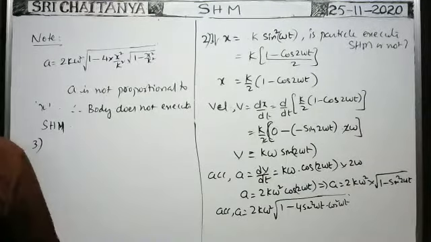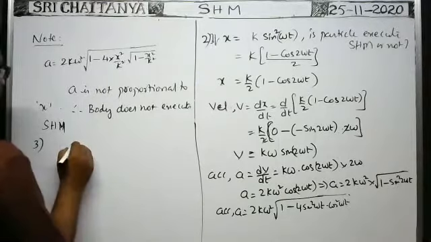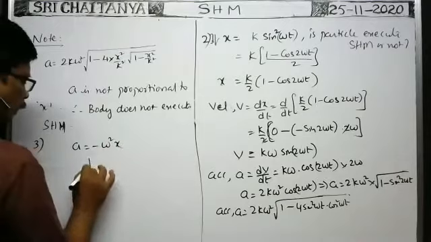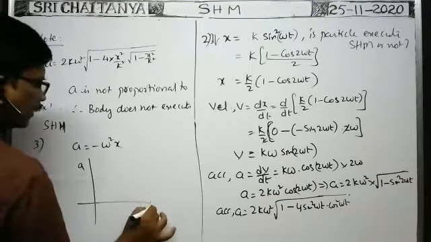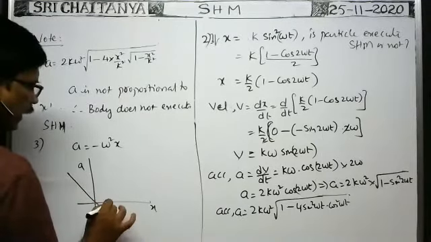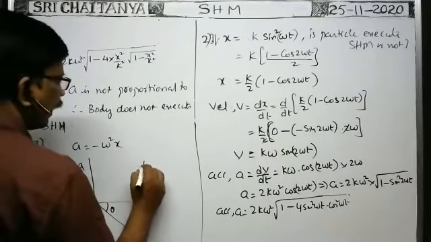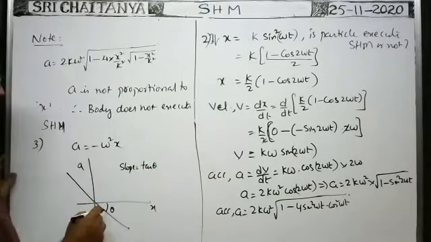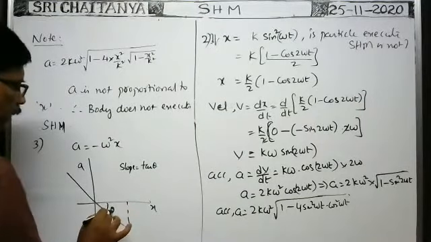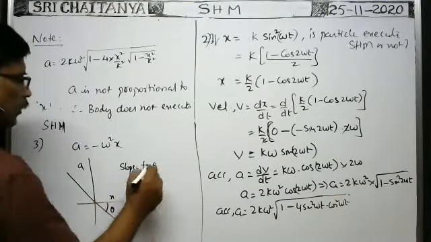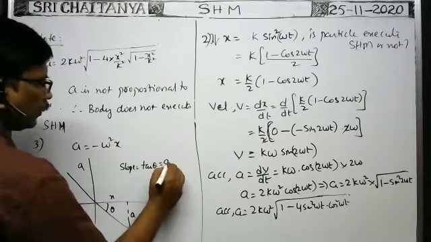Next, note 3. We know acceleration is equal to minus omega square into x. So when you draw the graph between a and x, definitely you will get a straight line like this. Here the angle made by the straight line with the x-axis is theta. Then slope tan theta is equal to opposite side by adjacent side. Opposite side is parallel to acceleration and adjacent is x. So tan theta is equal to a by x.